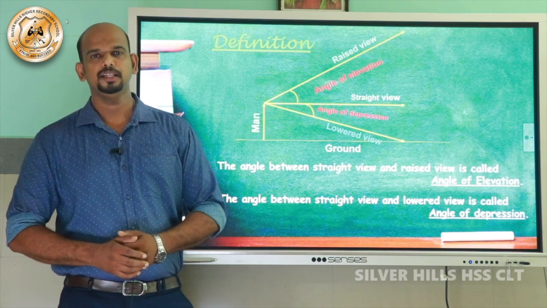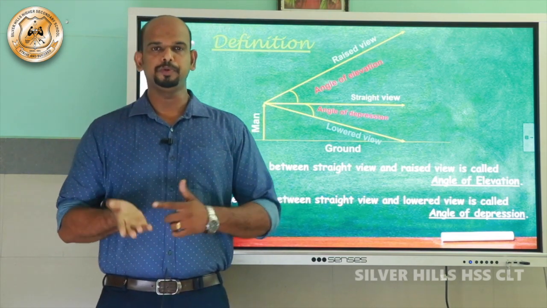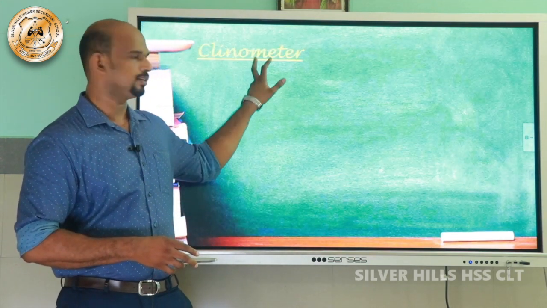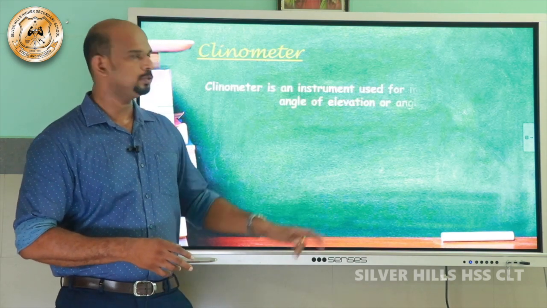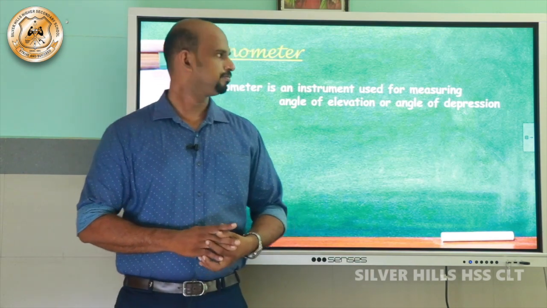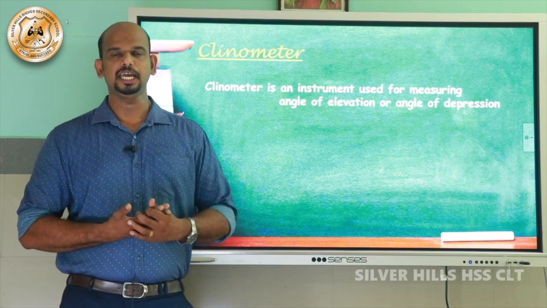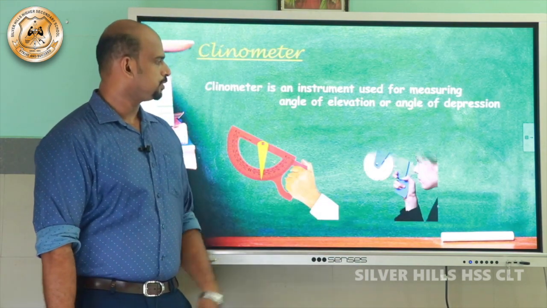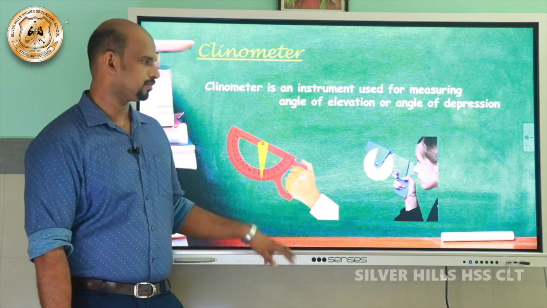Then how do we measure the angle of elevation or depression? There is an instrument called a clinometer. The clinometer is used for measuring angle of elevation or depression. These are different types of clinometers.